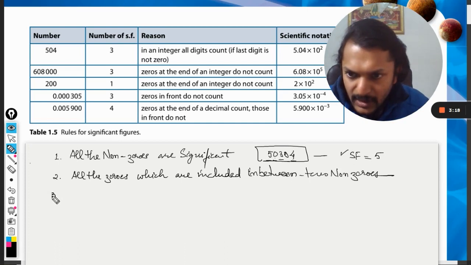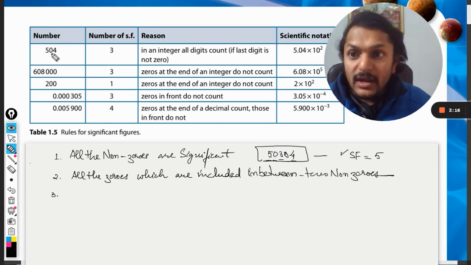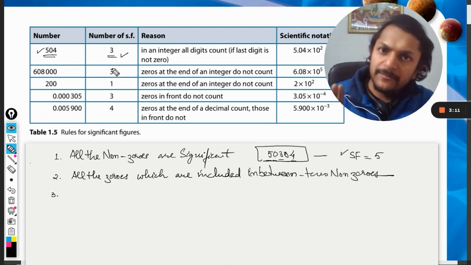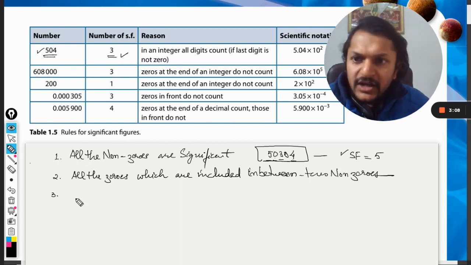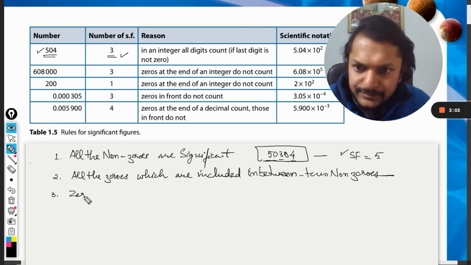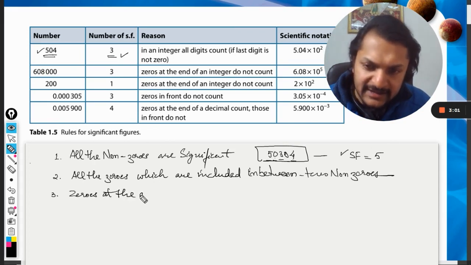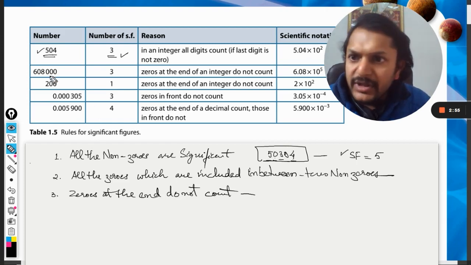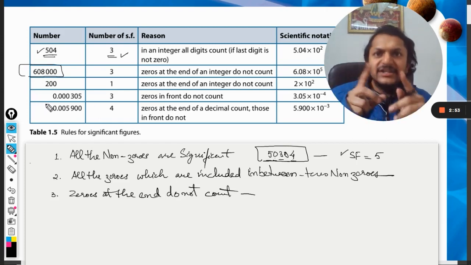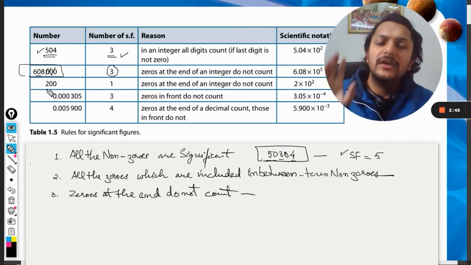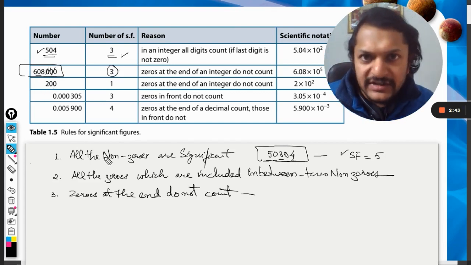Now let us move to the next rule. So here you can see 504 is having 3 significant figures. Now, what about this kind of thing? The zeros at the end of the integers do not count. So simple, if you're having the example of 608,000, these zeros will not be counted, but this zero will be counted. So there are 3 significant figures for this example.